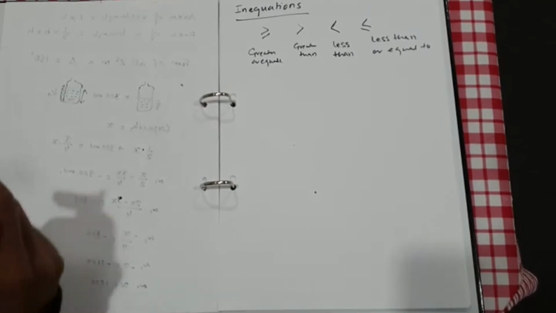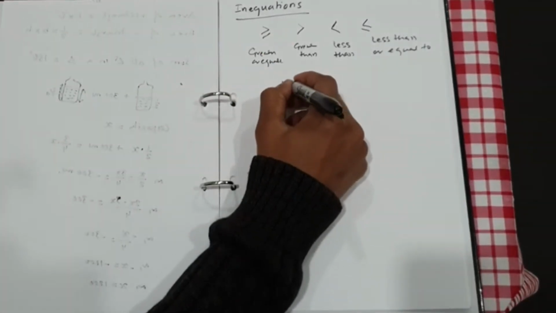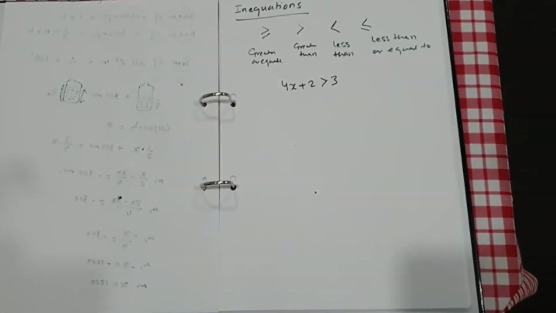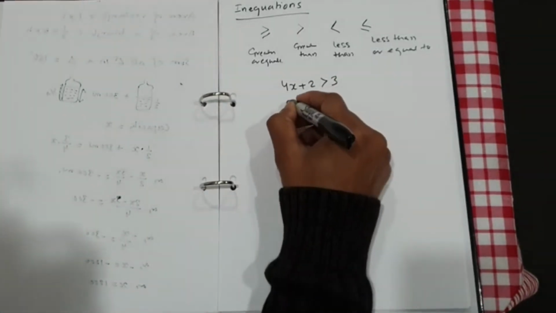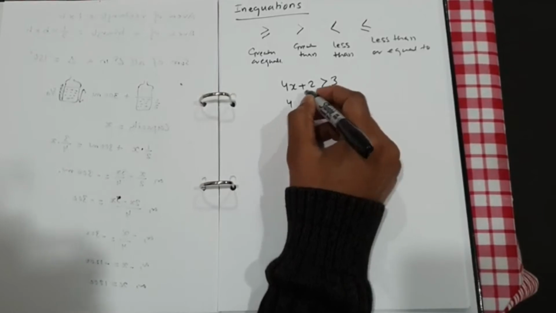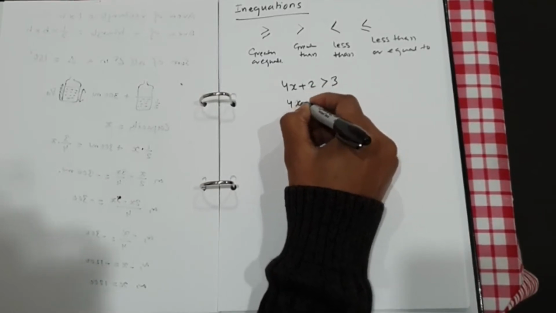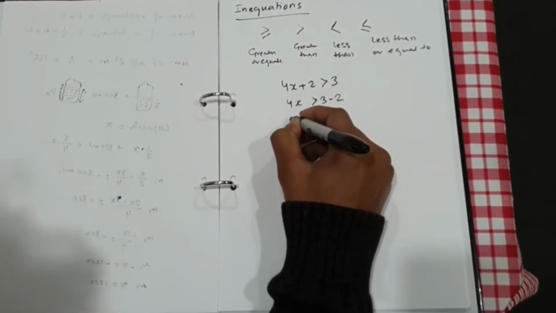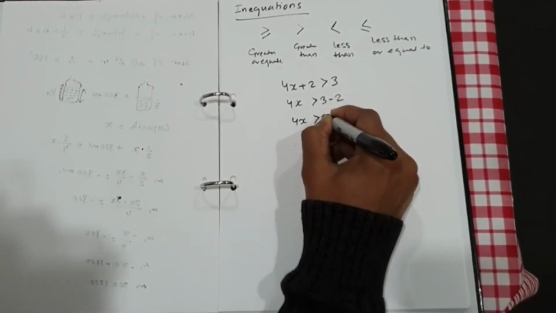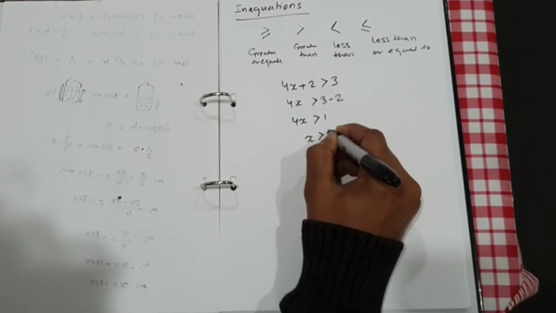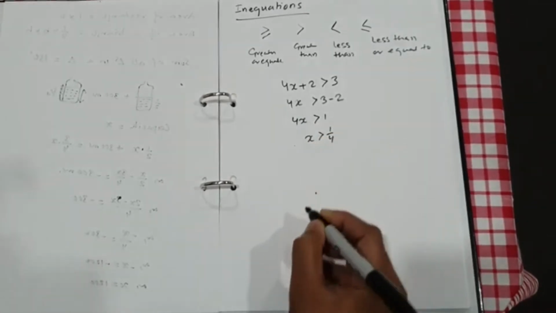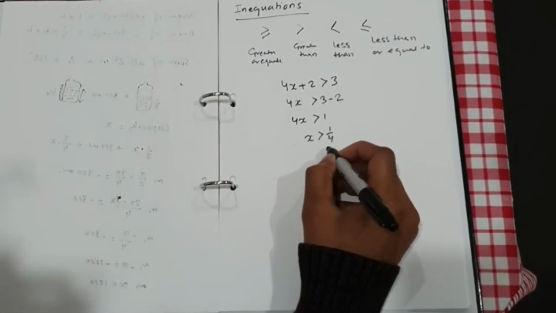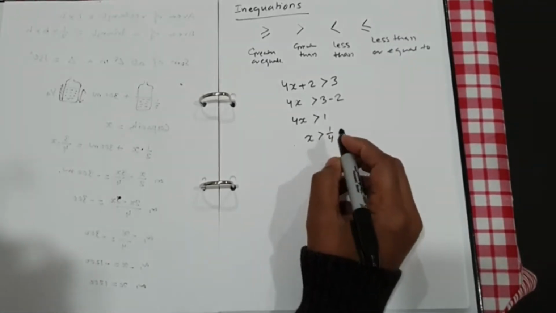Now, when you have something like 4x plus 2 greater than 3, right? What does it mean? If you solve it similar to everything else, 4x greater than 3 minus 2, so we've moved plus 2 on this side, 4x is greater than 1 and x is greater than 1 by 4. That's our answer. So this gives us a range of values for x. Anything that's greater than 1 by 4 will be true for this.